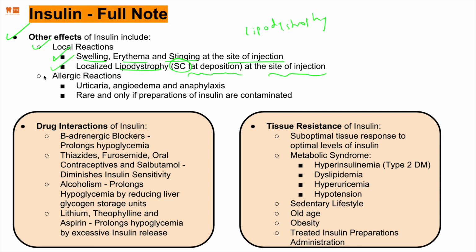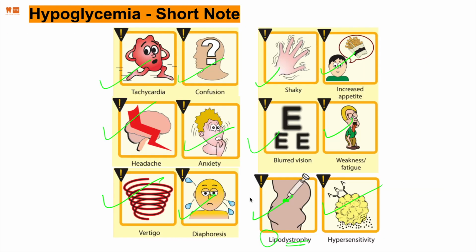That's local. But in allergic reactions, you can see urticaria, angioedema, anaphylaxis. These are rare, but only if the preparation of the insulin is contaminated, only then. And this belongs under the hypersensitivity. And that would be seen here.